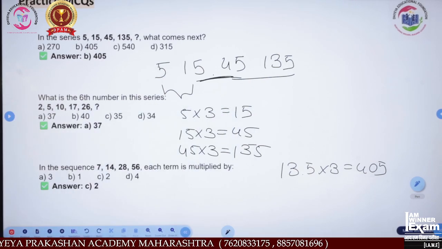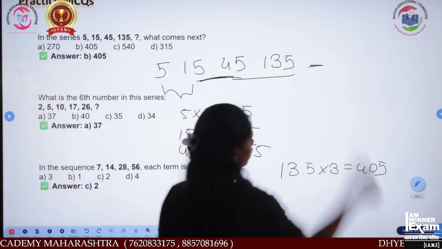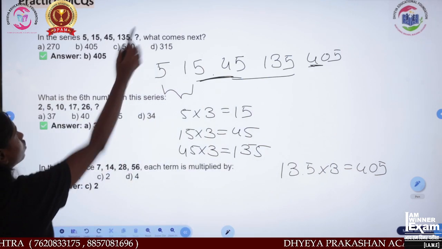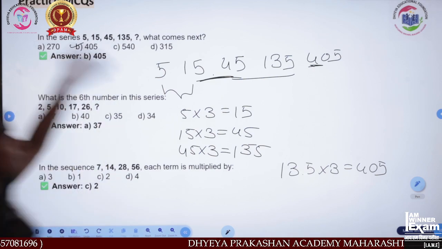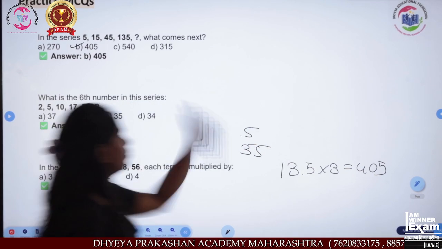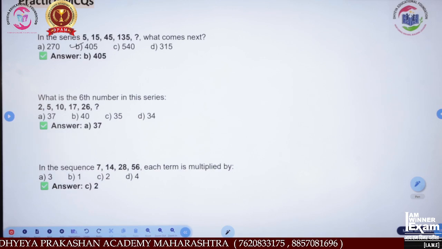You will get 405. So, what should the number be here? That is 405. Here it should be 405. So, option B is the correct option. These are the multiples of 3. All the numbers are getting multiplied by 3.